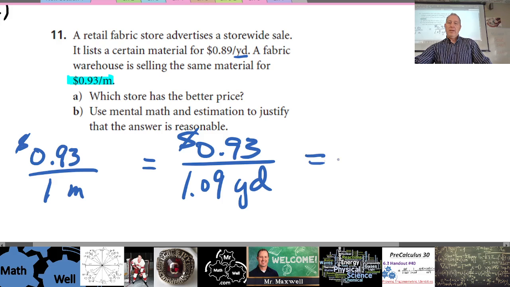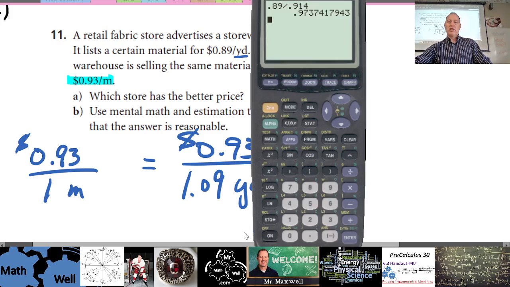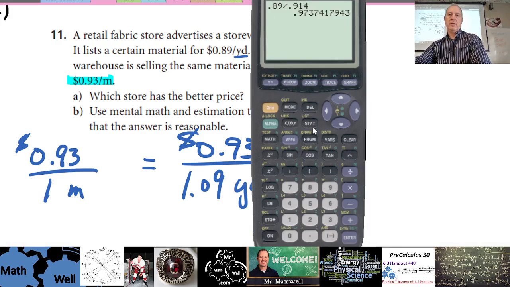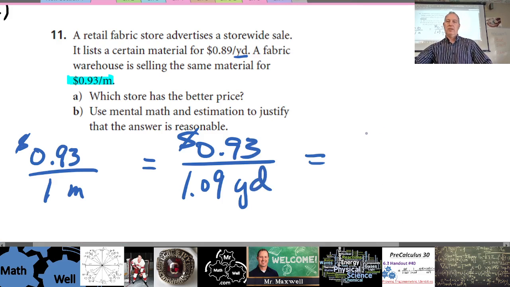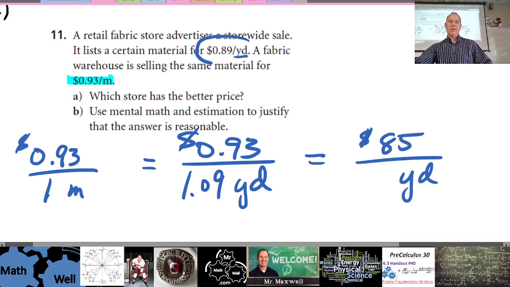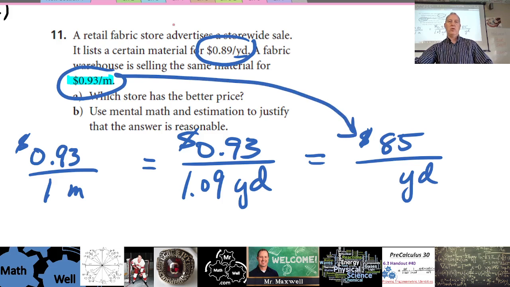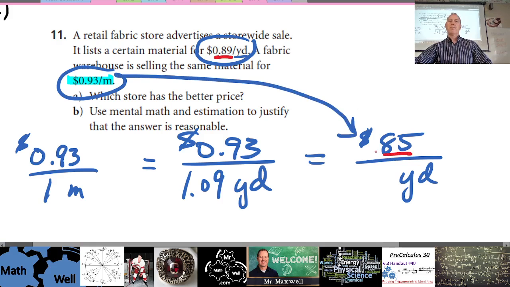If I do this, I get my calculator out and do this division so I can get it per 1 yard. That would be 0.93 divided by 1.09, which gives us 85 cents. So this is 85 cents per 1 yard. If I compare this one to this one, which is the lower number, 89 or 85? 85 is, which is the same as this deal.